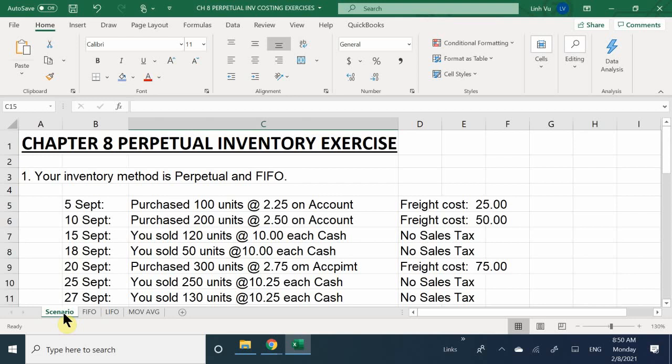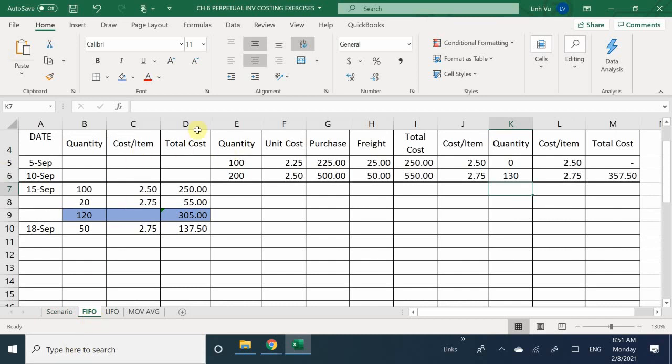We purchased 300 more units at 275 with a freight cost of 75. Now notice this. I'm not using colors, but it makes clear sense because as I keep making my purchases, I'm stacking them up in the exact order I purchased them. Colors can be useful if you're a visual learner, but I can see by just looking at the order I'm placing in my inventory. So again, what was the date? September 20th.